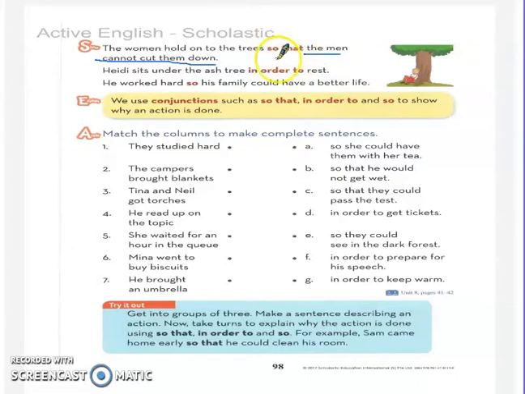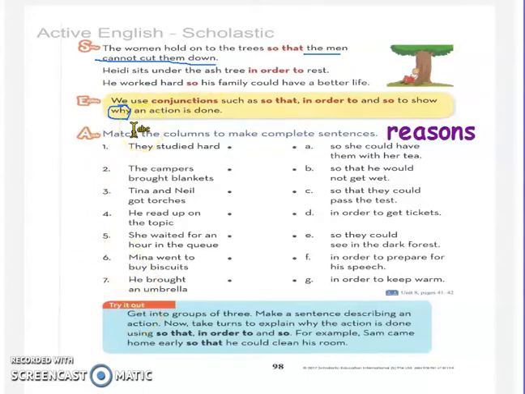Okay, so that, in order to, and so are used to show you the reason of the action. Here in this table, as we said, we use conjunctions such as so that, in order to, and so to show why an action is done. Why an action is done.